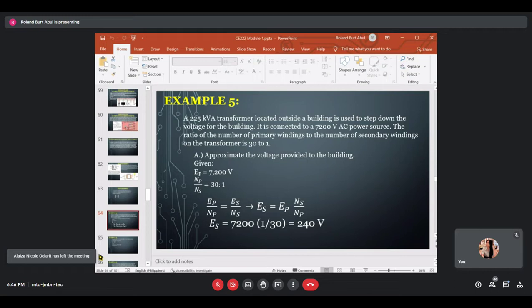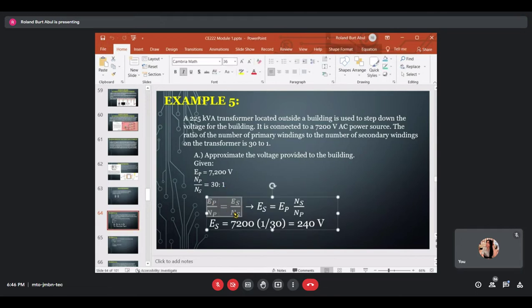Primary, sir. Okay, unsa pay lain? Then 30 to 1 ratio sa secondary. Okay, sige. Thank you sa answer, Christian Clint.